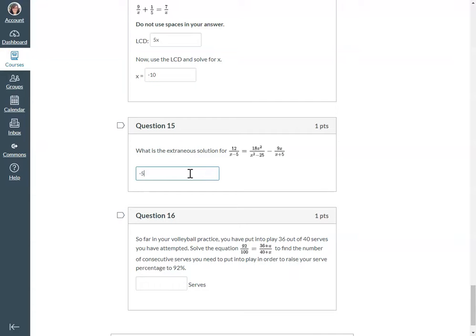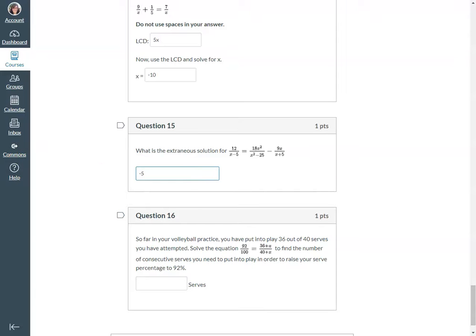Okay. On number 16, it's telling me that I have been playing volleyball practice, and I have put into play 36 out of 40 serves I have attempted. I need to solve the equation 92 over 100 to figure out the number of consecutive serves I need to put into play in order to raise my percentage to 92. So what I'm going to do is first write this equation down on my paper. I have 92 over 100 equals 36 plus x over 40 plus x.